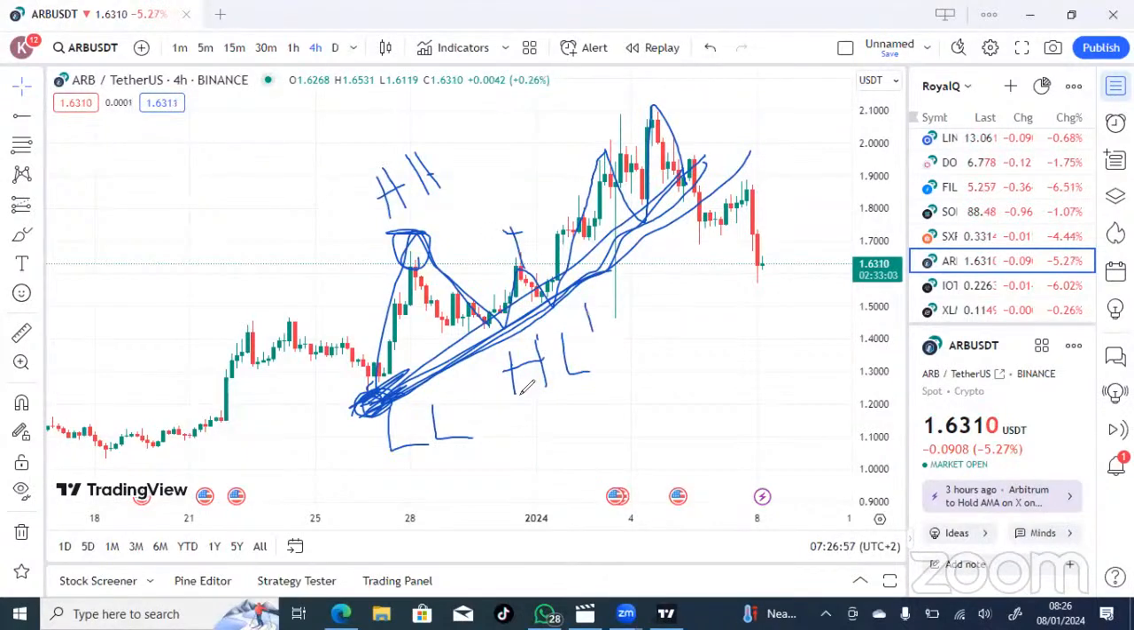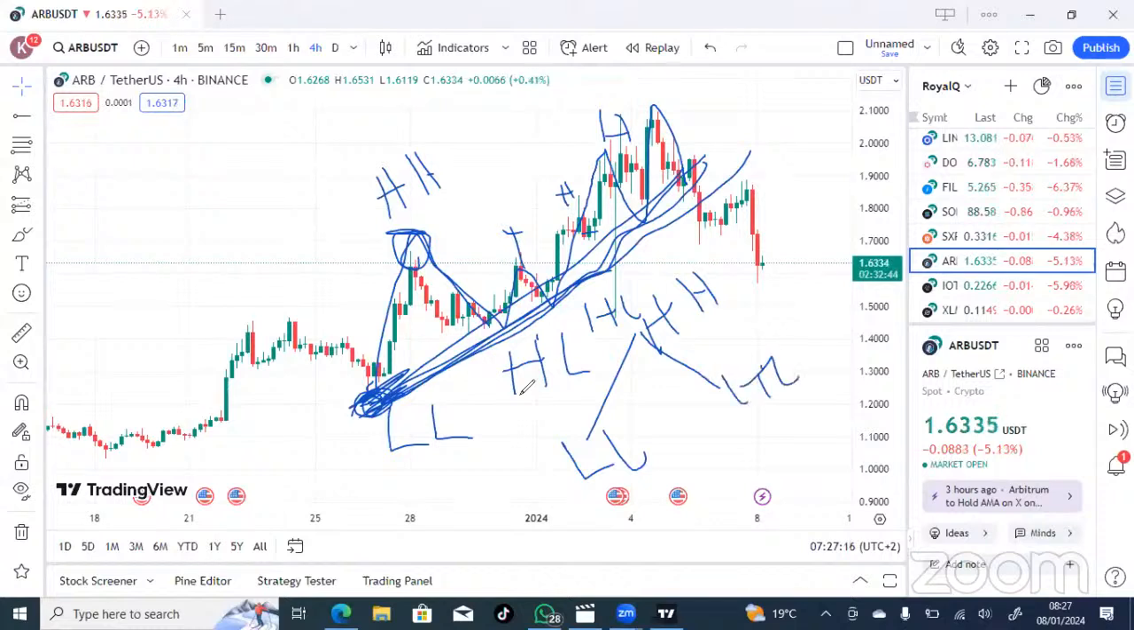Then it forms a higher low, then a higher high, then a higher low, then a higher high. So we shall see, because the market is forming from a lower low and it forms a higher high, then from a higher high, it forms a higher low. From a higher low, it forms a higher high. Then from a higher high, it forms a higher low.